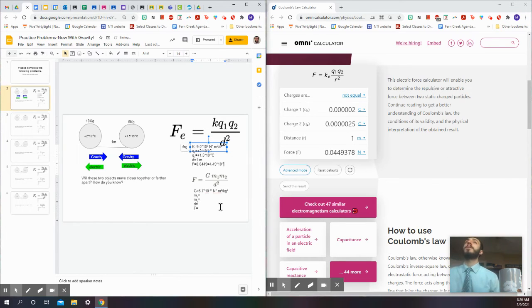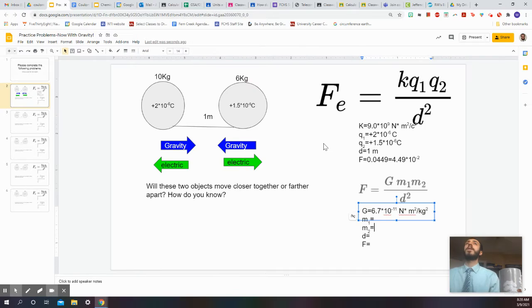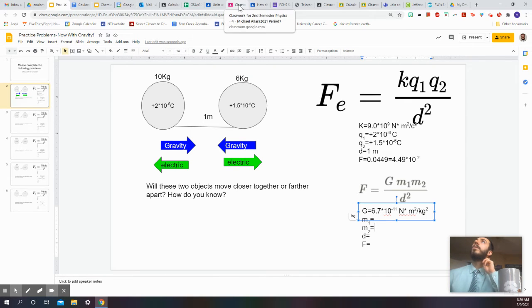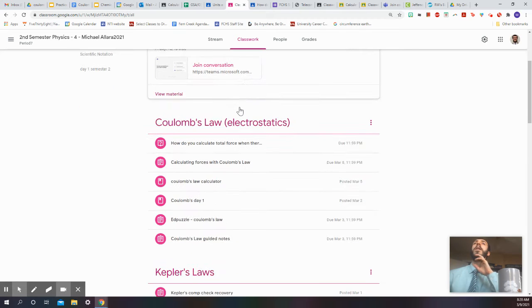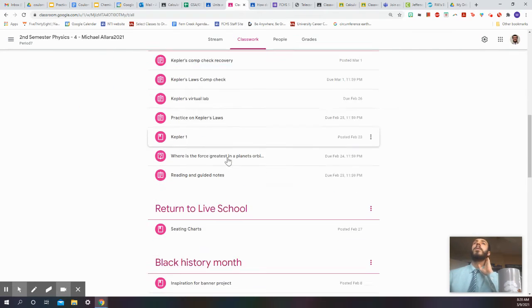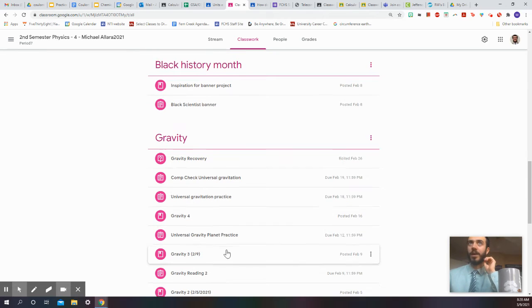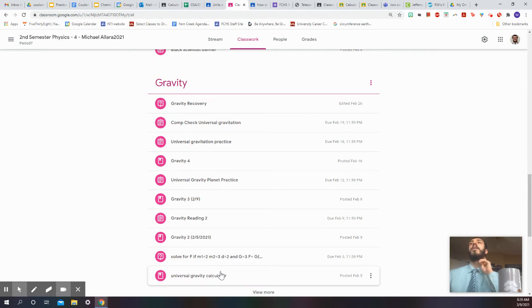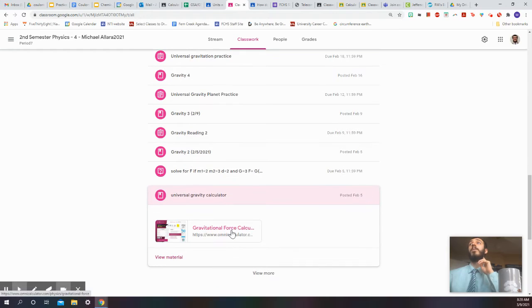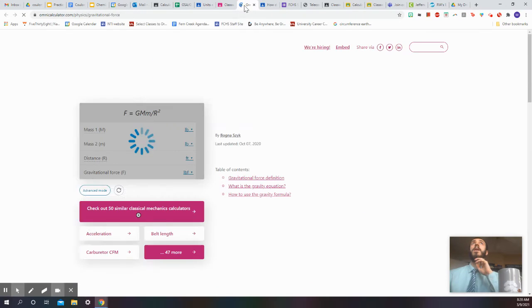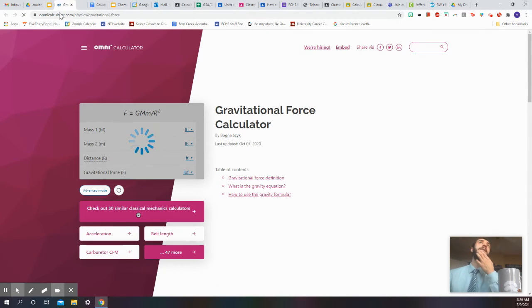All right, excellent. Now let's look at gravity. If we want to do gravity, we don't want the same calculator. We want to go get our gravity calculator, right? I'm going to go back to our class here, pull up gravity, scroll all the way down, and go get our gravity calculator back from February. Grab this guy. It works just the same.